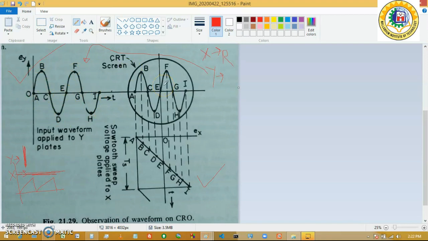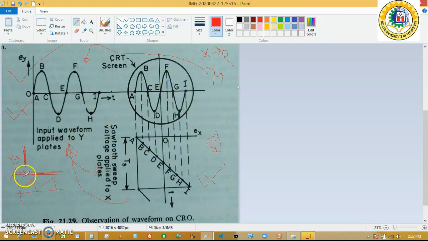Okay, now for the proper generation of a static waveform on the CRO screen, I have said in the previous class that the frequency of the unknown signal and the frequency of the sweep generator circuit must be synchronized. That means these two frequencies must be integral multiples. That means this frequency must be an integral multiple of this ramp signal. Then only we can see a static waveform. Now how is a waveform being generated onto the CRO screen?